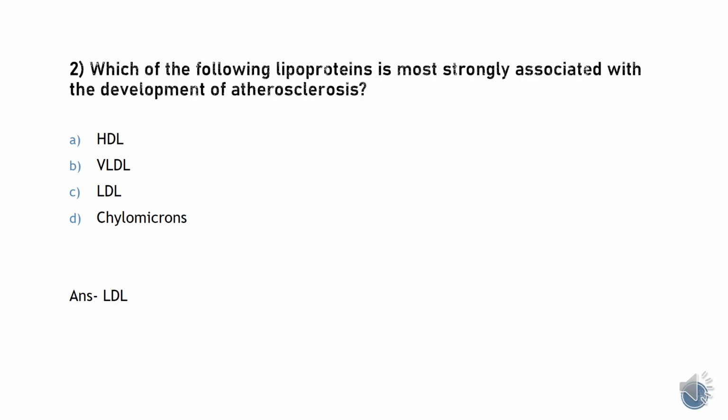Second question, which of the following lipoproteins is most strongly associated with the development of the atherosclerosis? So the options are HDL, VLDL, LDL, and chylomicrons. So the correct answer is LDL. Why? Because LDL are also known as the low density lipoproteins. They carry the cholesterol to the tissues. Here, when they are oxidized, they are taken up by the macrophages, and this contributes to the plaque formation.